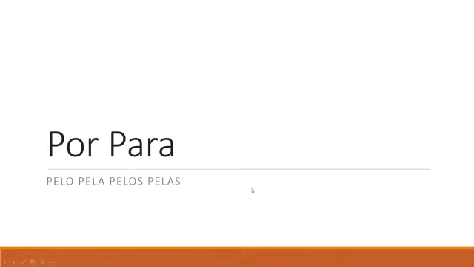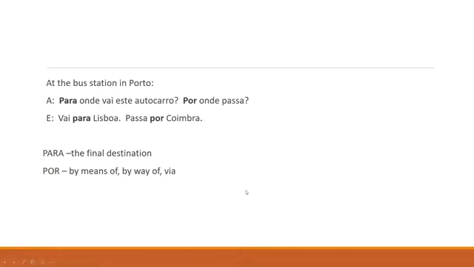Okay, so what's the difference here? First of all, I'll give you some examples to give you some context. So let's say you are at the bus station in Porto and you overheard this conversation. Someone said, "Para onde vai este autocarro? Por onde passa?" And the answer was, "Vai para Lisboa, passa por Coimbra."